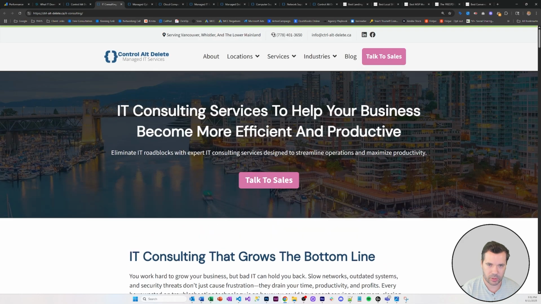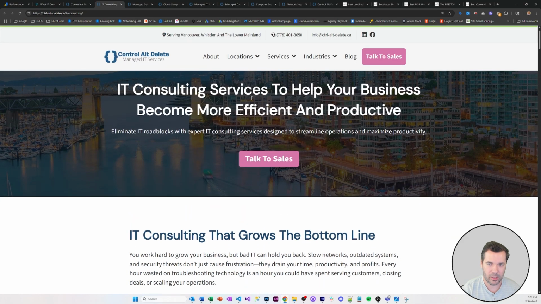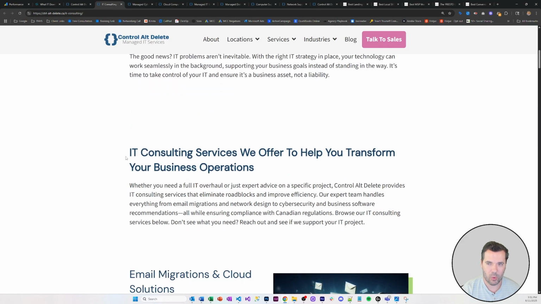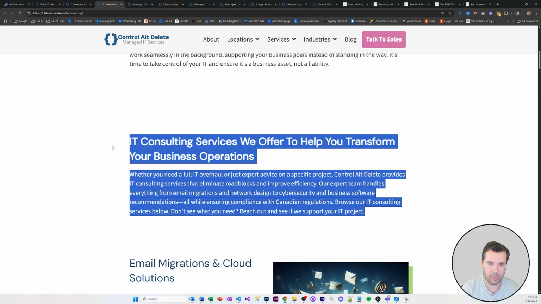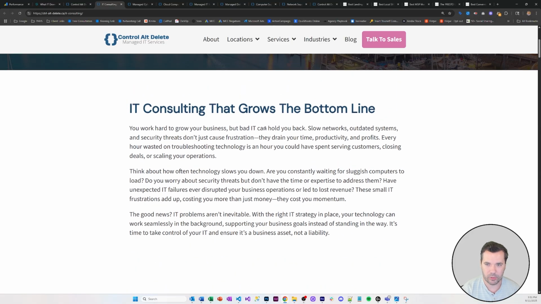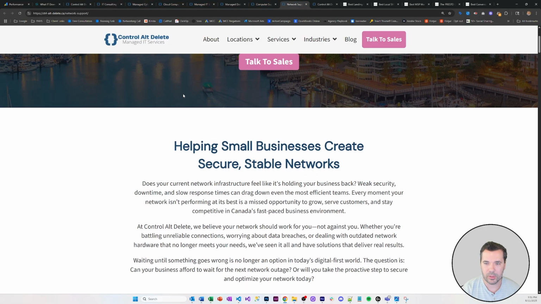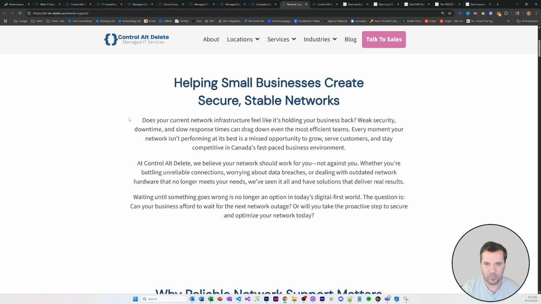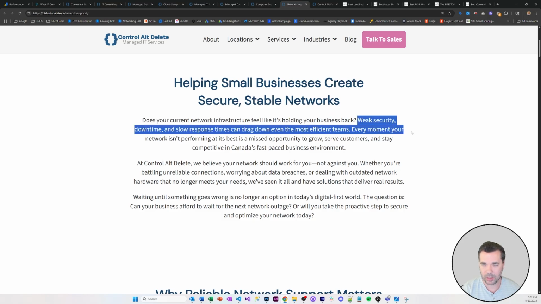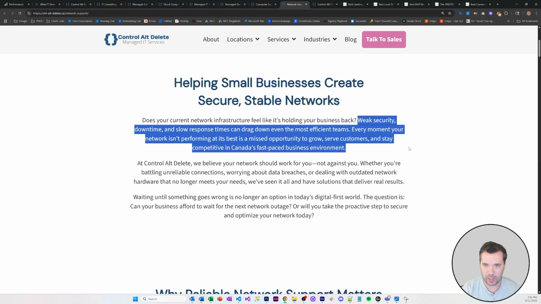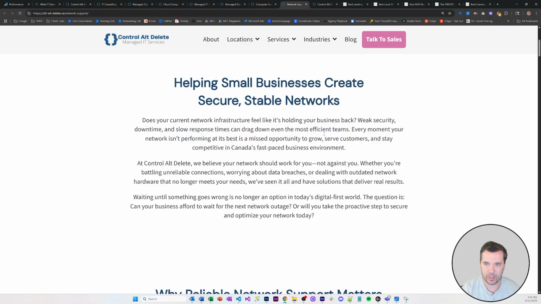Again, this Resonate section is an intermediary between our initial landing experience and before we actually start telling them what we do to solve their problems. So in this stage, we're still trying to build rapport and demonstrate that we understand their problems. Does your current network infrastructure feel like it's holding your business back? It talks about weak security and downtime, slow response times, how those can drag down even the most efficient teams. Can your business afford to wait for the next network outage?